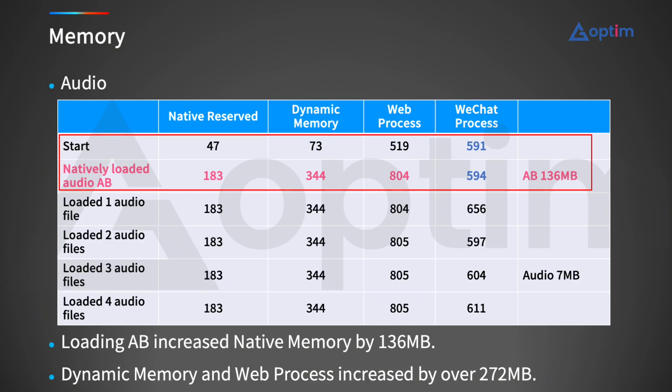Now let's analyze the impact of audio on memory. Audio exhibits a peculiar behavior. After loading the audio asset bundle into memory, we observed memory usage that resembled reserved memory behavior. Specifically, the loaded AB package was large, with native reserved memory increasing by 130 megabytes and dynamic memory and web process memory increasing by about twice that amount, to 207 megabytes.